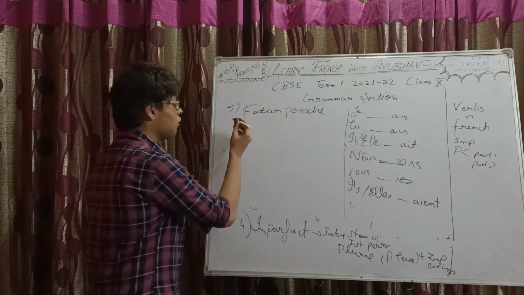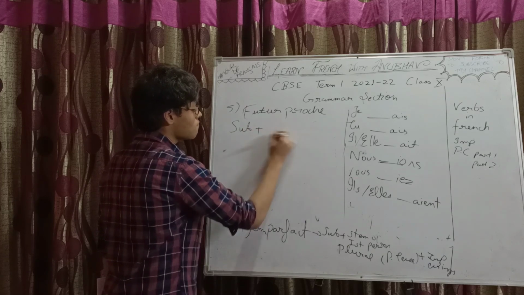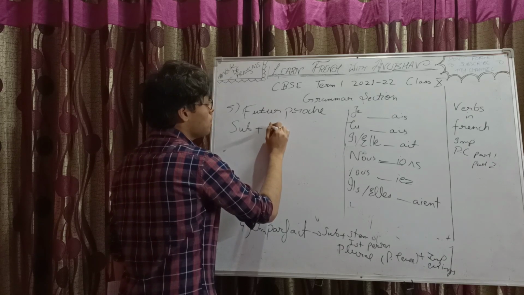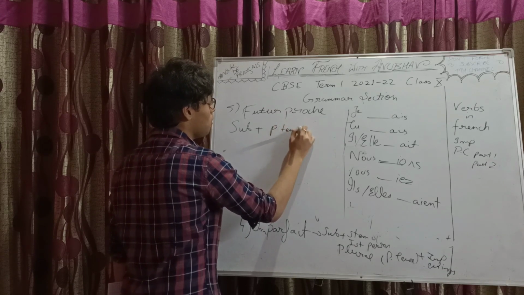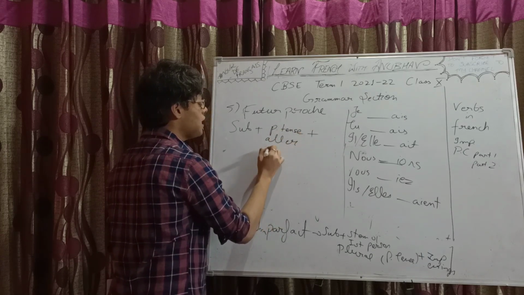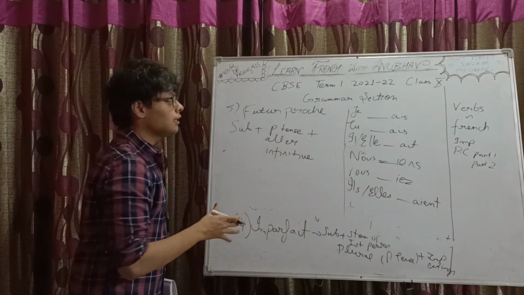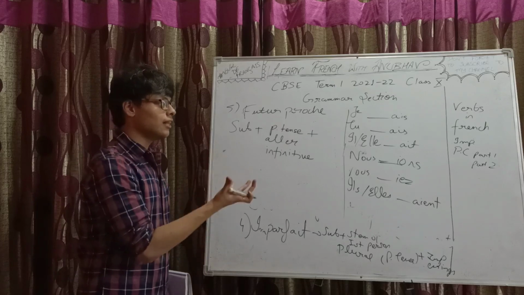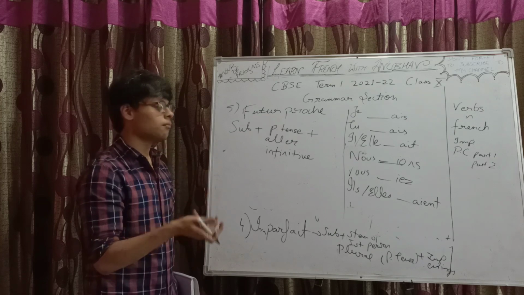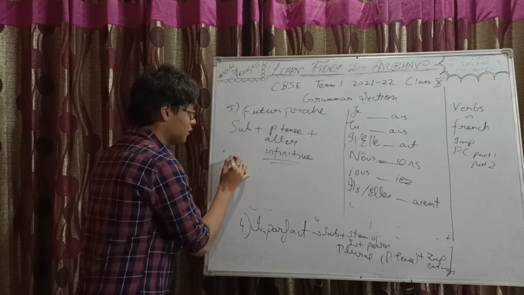So futur proche, how would you form it? You need the subject, then the present tense conjugation of aller, the verb aller which means to go. And then you have the infinitive form. What is the infinitive form of a verb? It's the unconjugated form, like aller, A-L-L-E-R, parler, P-A-R-L-E-R. Like the full verb, the unconjugated one. That is your infinitive. So futur proche is your near future.